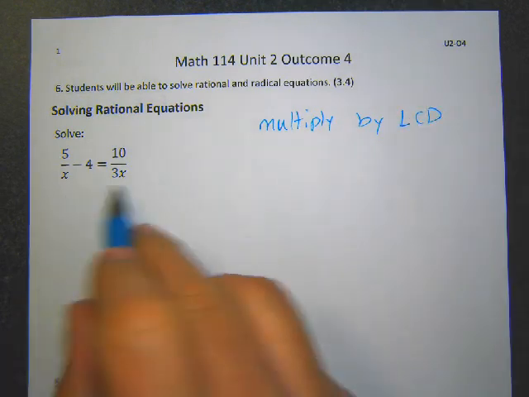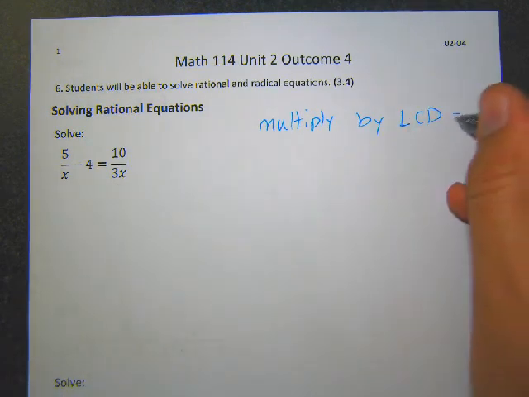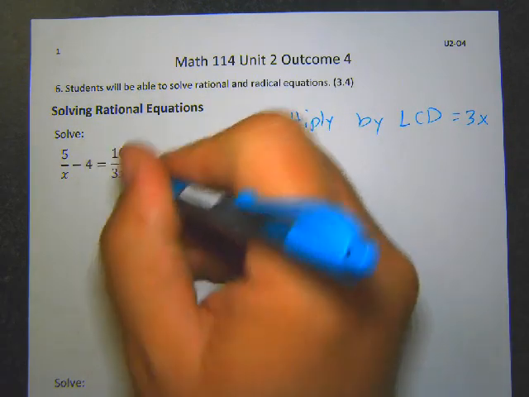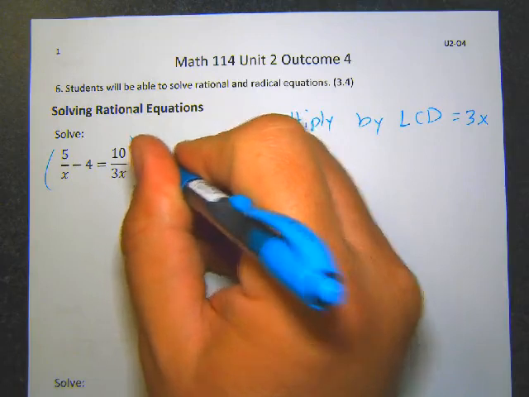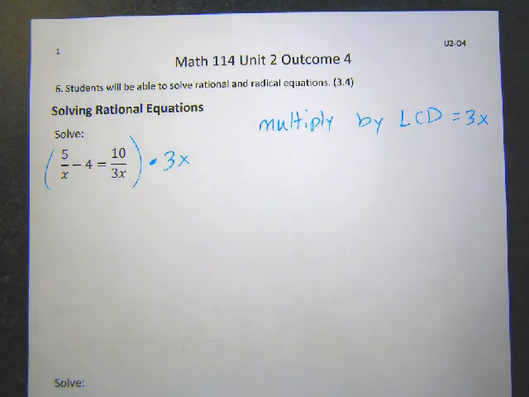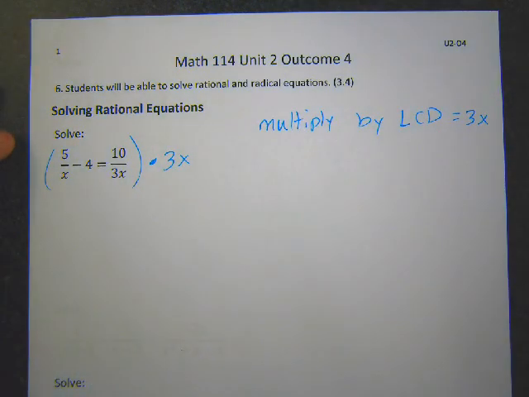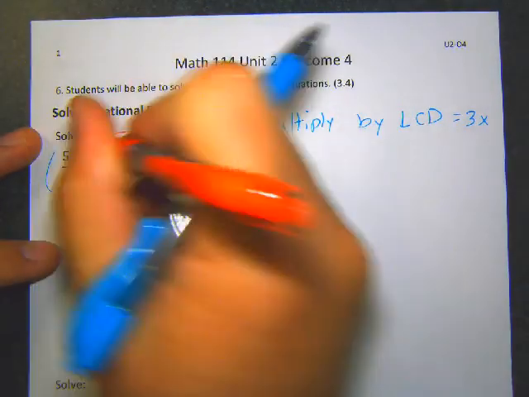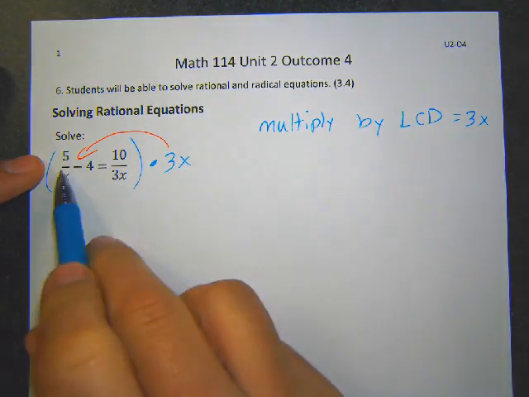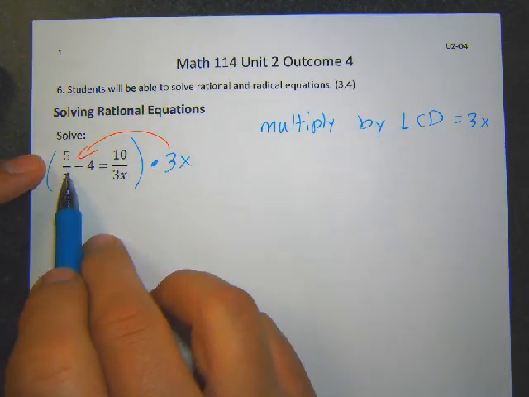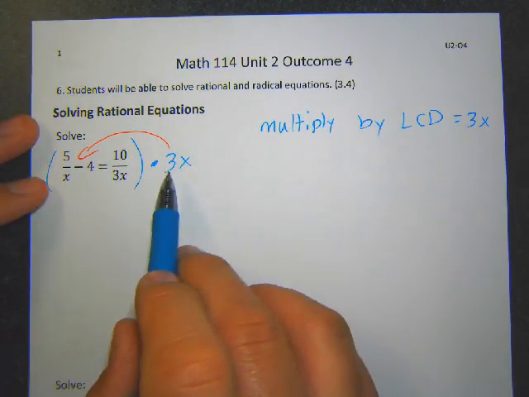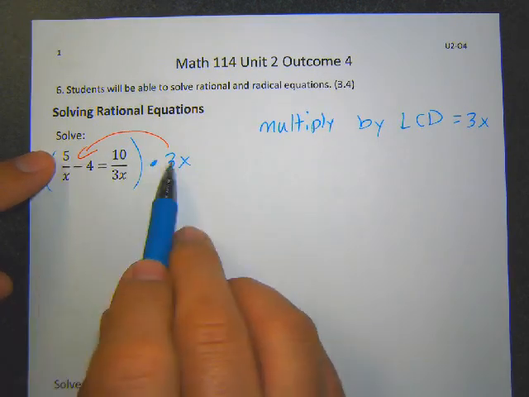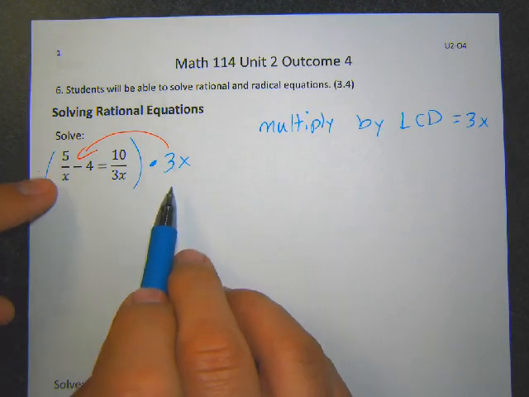Since 3x is the LCD, I'm going to multiply this whole expression. I'm just going to do big parentheses and say everything in here times 3x. I'm going to take 3x and multiply the first part, 3x times 5 over x. Since this is a fraction and this is like a whole number, remember that you can always put a 1 on the bottom of the whole number, and so you end up multiplying 3x times 5, because you always multiply tops of fractions. You multiply 1 times x.